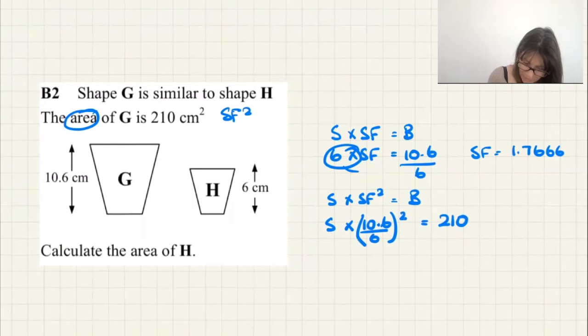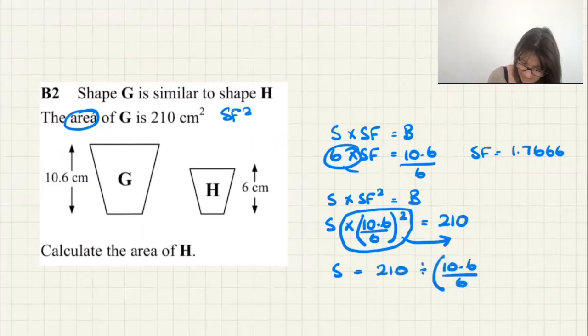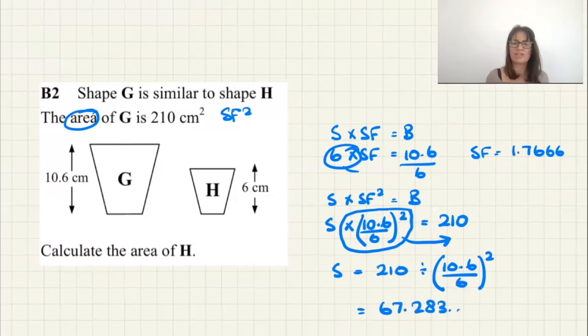I'm going to be moving all of this to the other side. The times will change to a divide. So I've got S is equal to 210 divided by 10.6/6, all squared. And when I pop that into the calculator, I will get 67.283, and I will round to however the question tells me to round.